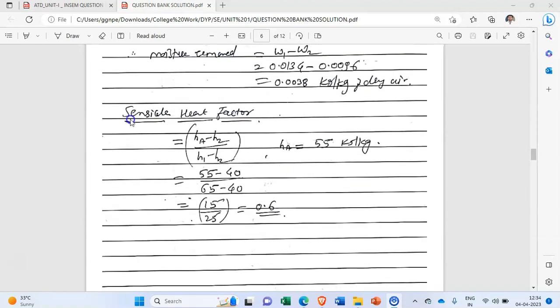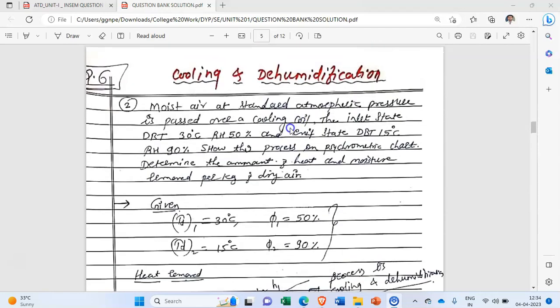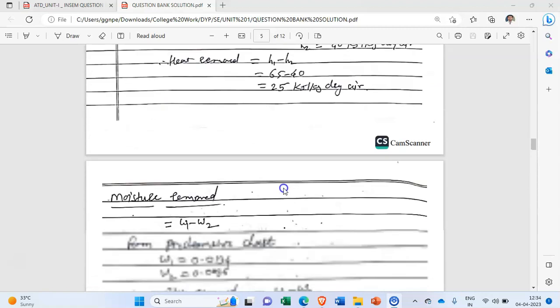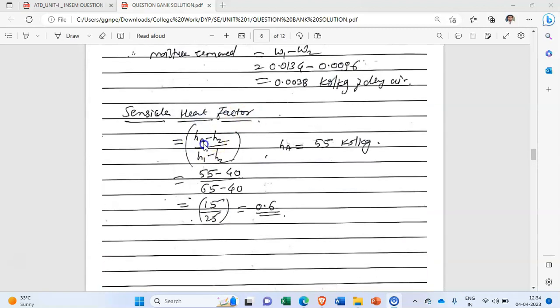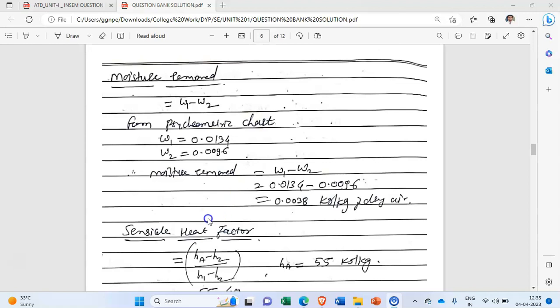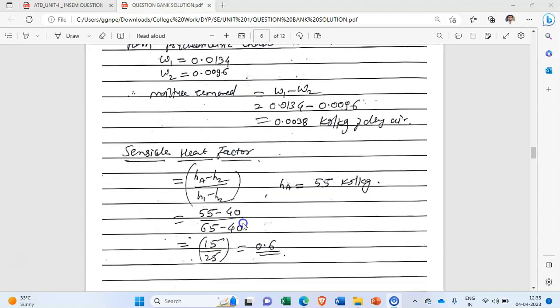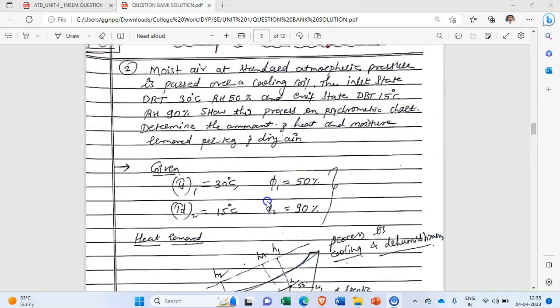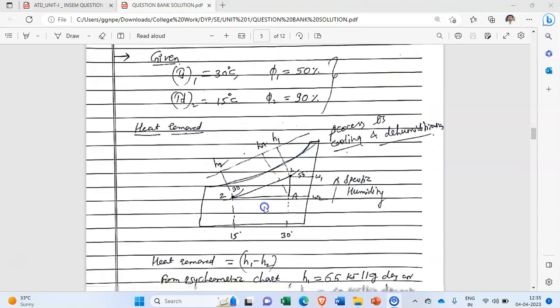But suppose the sensible heat factor is also asked, then we have to take the help of this point number A that we have drawn. The sensible heat factor can be written as HA minus H2 upon H1 minus H2. HA we calculated from the chart, around 55, and we just put those values in and get the value of the sensible heat factor. That is not asked in our question, but remember, if it is asked, we have to write it in this manner. I hope you have got this question number 6, which is very easy.